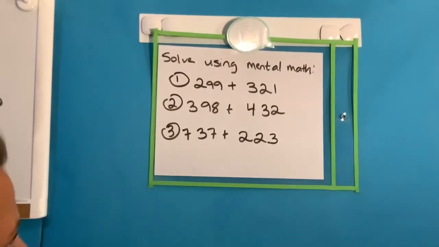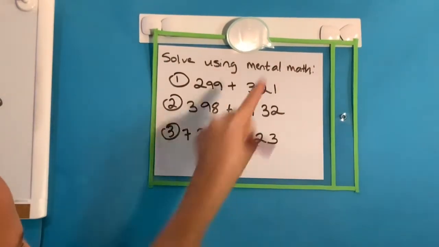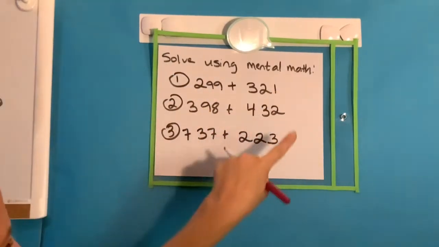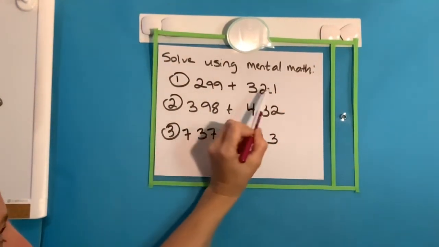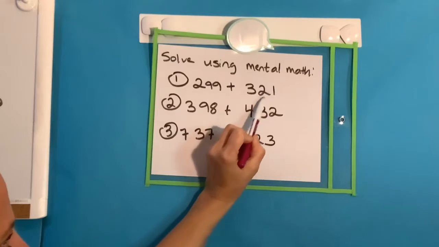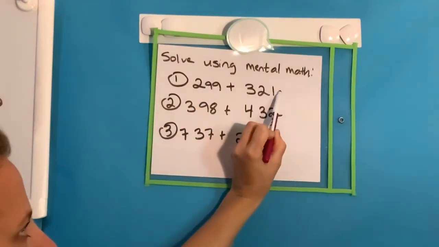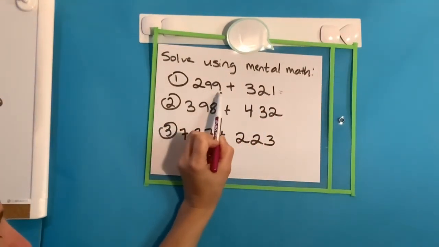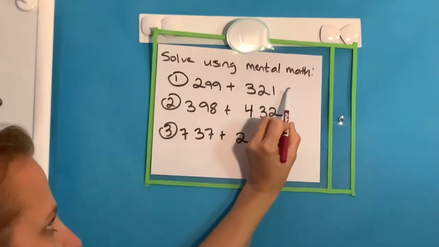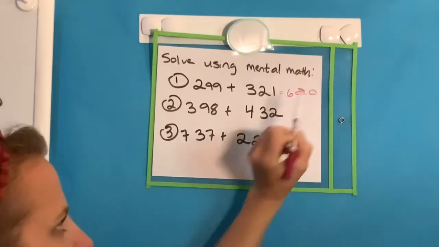Each of these problems, fifth graders, is pretty similar. We're moving portions over in order to make our addition. So remember, we're going to take 1 and move it over here. So really what we're doing is 300 plus 320, which is 620.